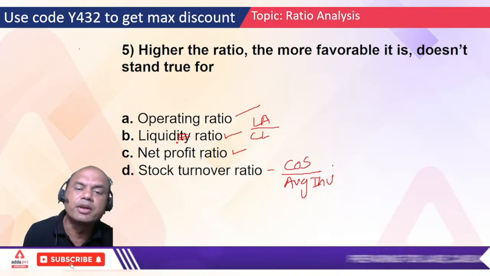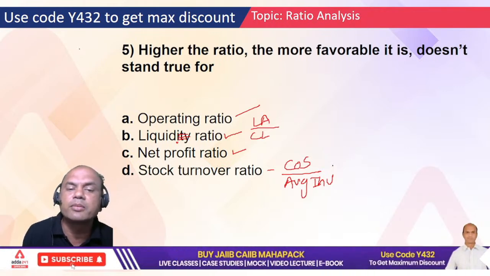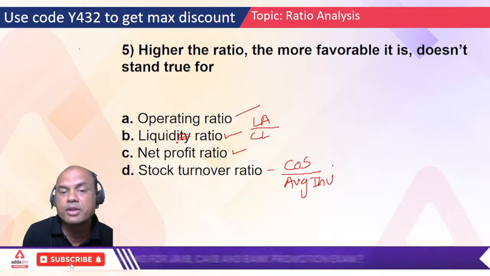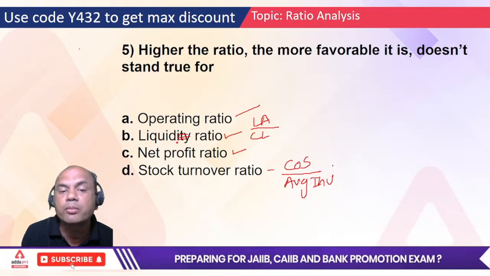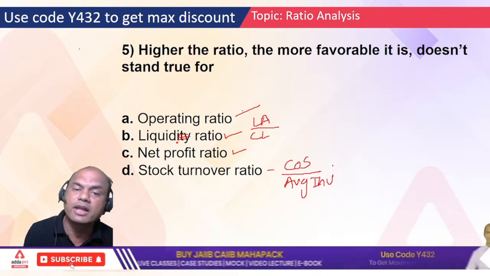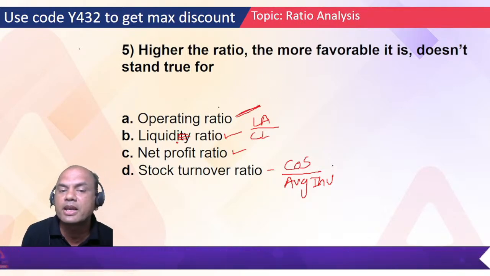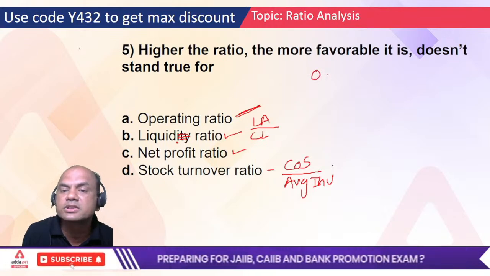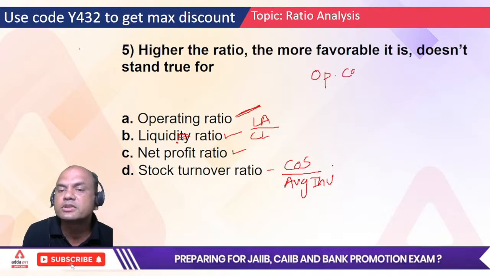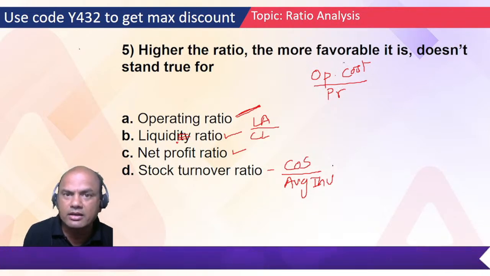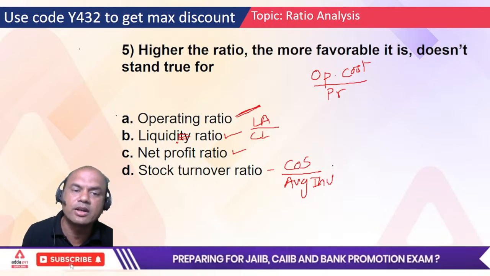Why? Because if the turnover is more, it means I am buying and selling more in a year. It means my business is running good. But what about operating ratio? If it is more, it means it's bad. Why? Because operating ratio is operating cost upon profit. So if the cost is more, is it better? No, that's why this does not apply to A.